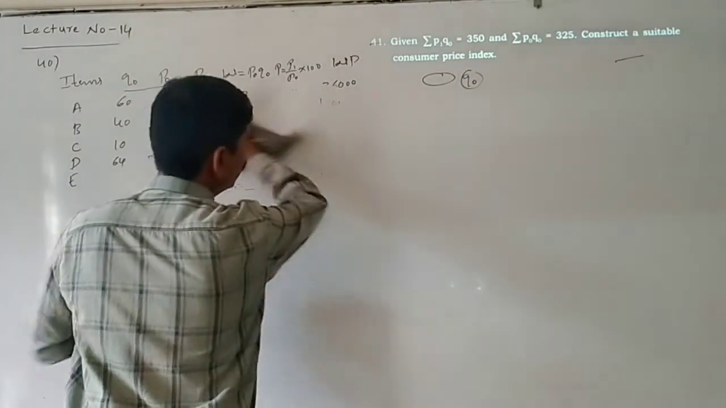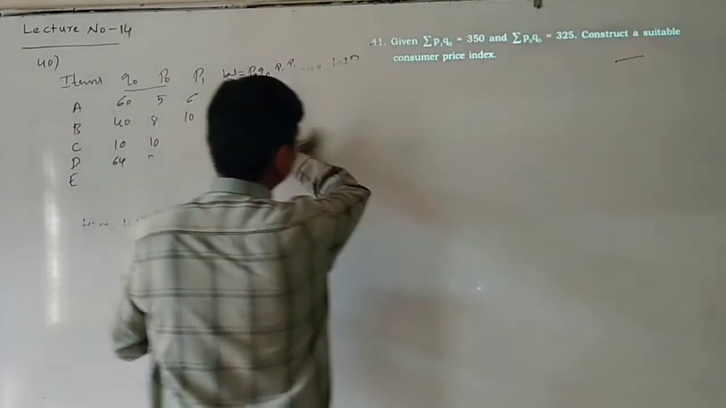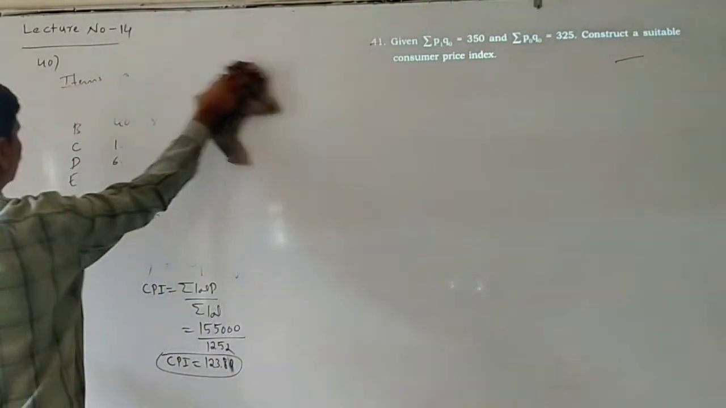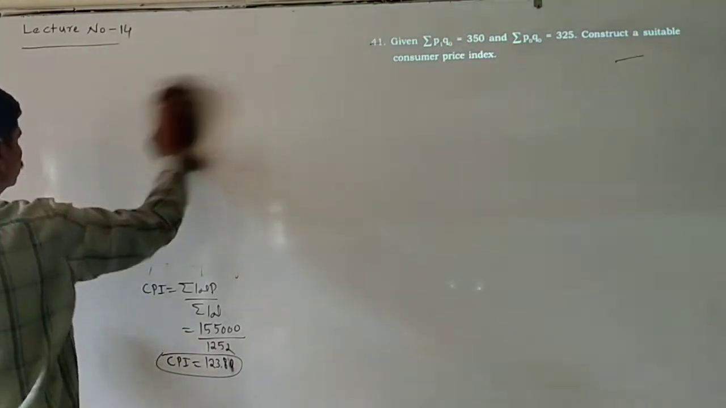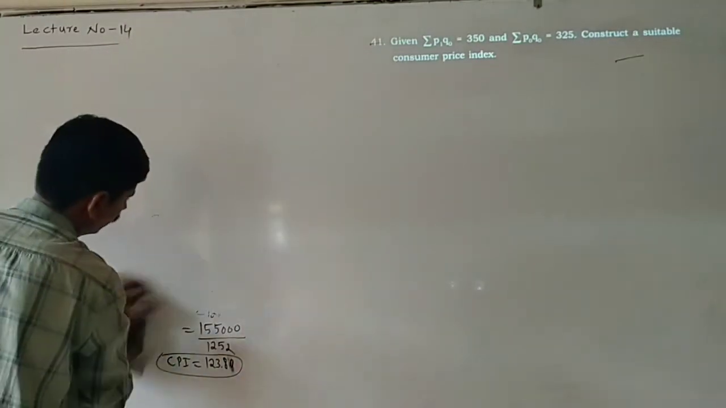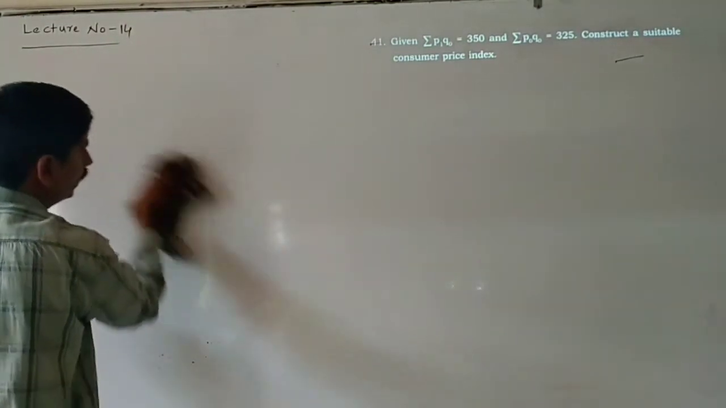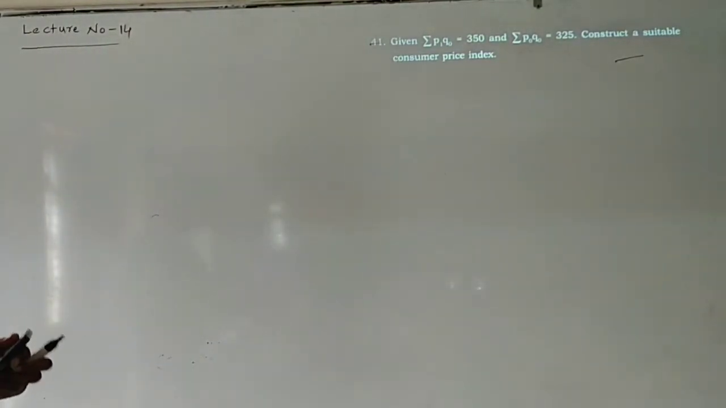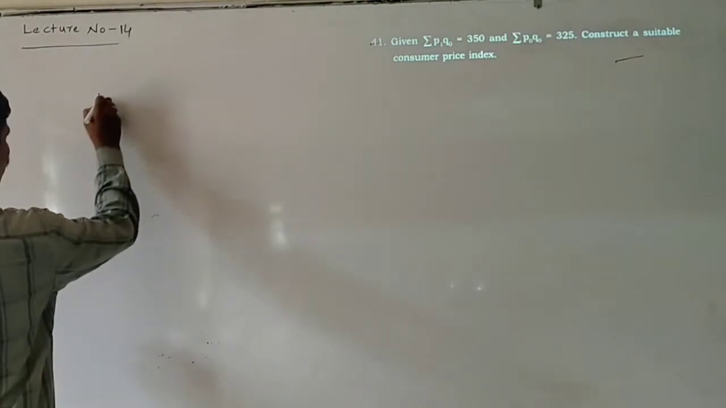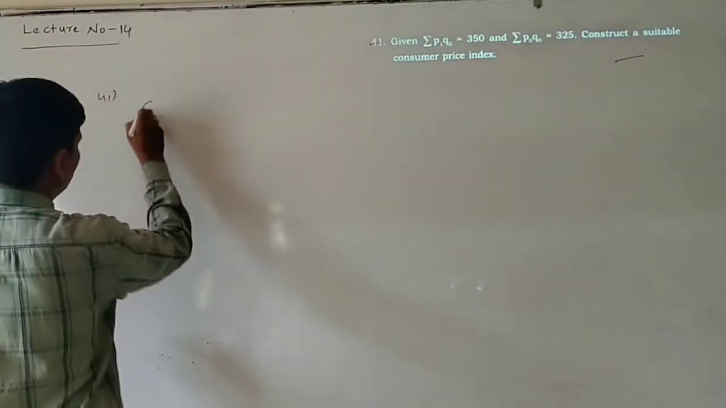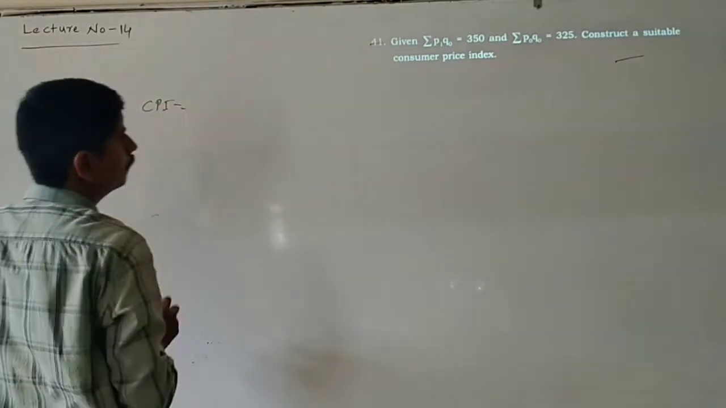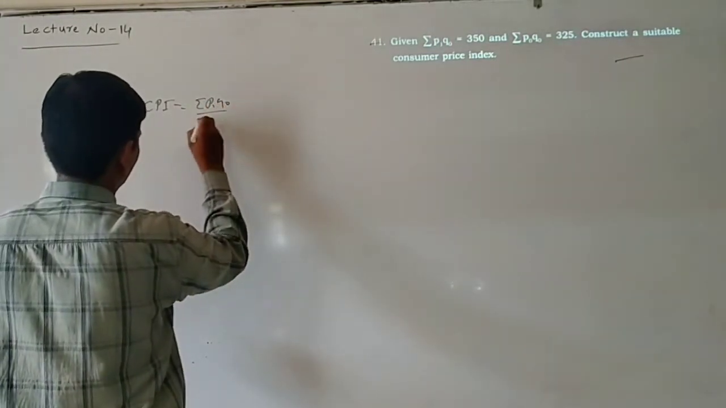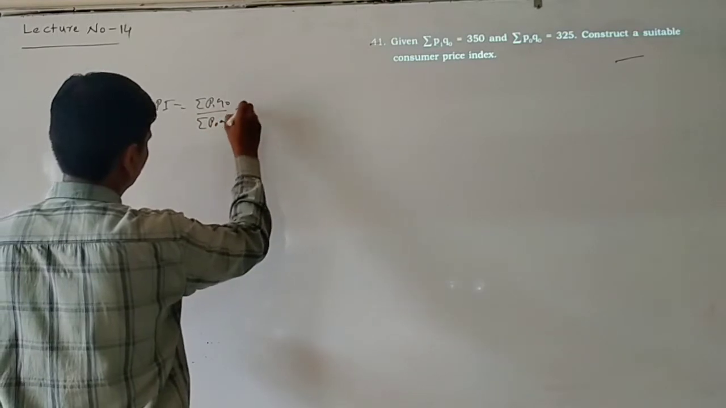Construct a suitable price index number. Here they are given sum of P1 Q naught is 350 and P naught Q naught is 325. Construct a suitable consumer price index number. That is 41. We have CPI equal to sum of P1 Q naught by sum of P naught Q naught into 100.